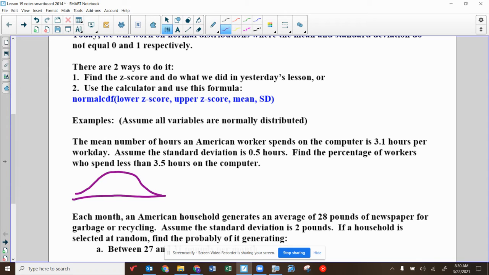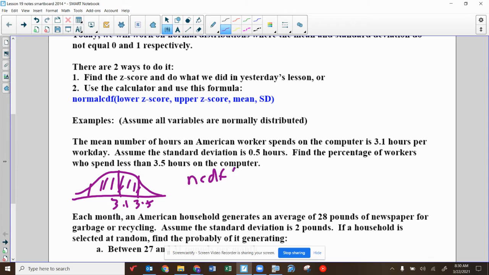All right, so for this one, the mean number of hours an American worker spends on the computer is 3.1 per workday. Assume the standard deviation is 0.5 hours. Find the percentage of workers who spend less than 3.5. So we're going to put our mean in the middle, but now it's not going to be 0. It's going to be, in this case, 3.1. And then we want less than 3.5. So we put 3.5 somewhere to the right of it. Fill in the graph.